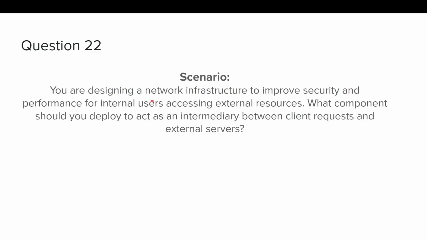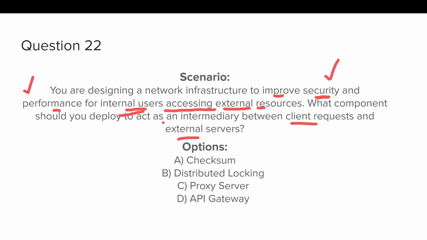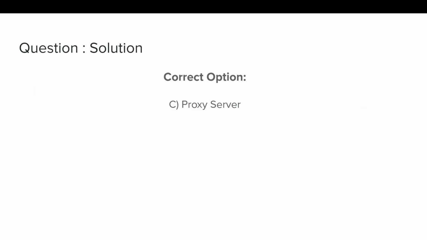Next, you're designing a network infra to improve the security and performance for internal users accessing external resources. What component should you deploy to act as an intermediary between client requests and external servers? You want to improve the security and the performance. So, what component will be acting as an intermediary? Right answer is proxy server.